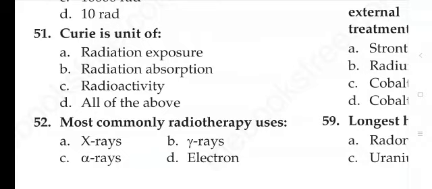Next question, most commonly radiotherapy uses. Options are option A X-ray, option B alpha rays, option C is gamma rays, and option D is electron. The answer of this question is option A, that is X-rays.